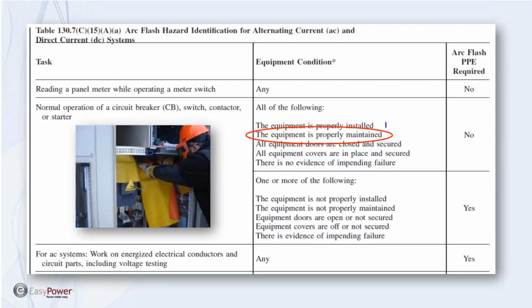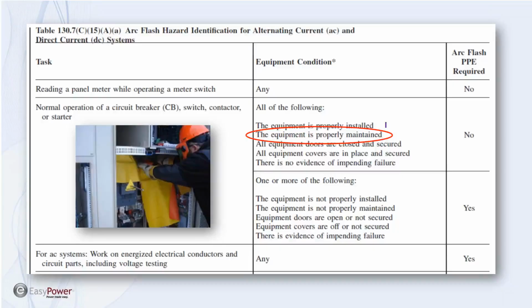So this is on the DC side of things, but it's got the same thing on the AC. So normal operation of a circuit breaker, contactor, or starter. I have also a picture in here that would be work on energized conductors and parts, including voltage testing. This is just applying some protective cover on the bus work. This is what you'd have to follow.